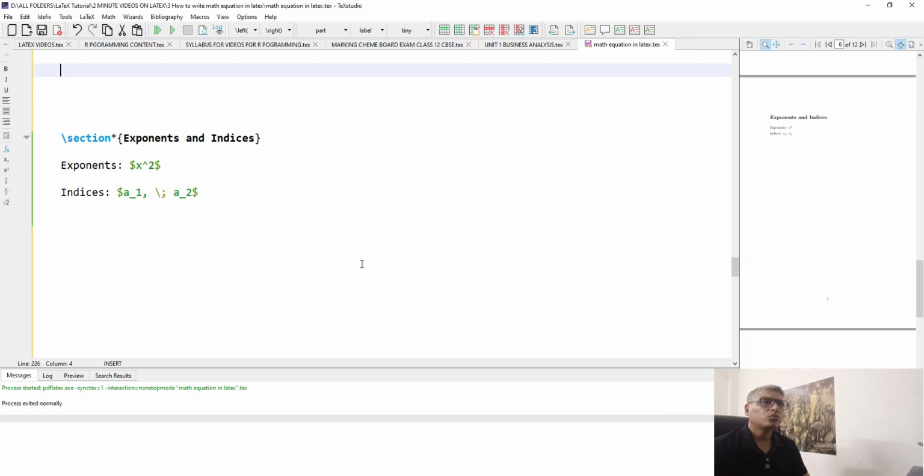Now let's understand how to write exponents and indices here. If you are going to write raised to the power, as we have already discussed, let us say we have to write y raised to the power 3.